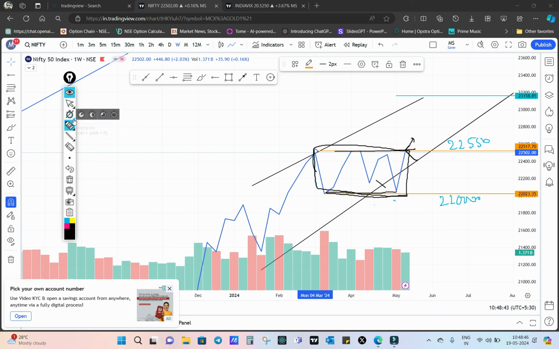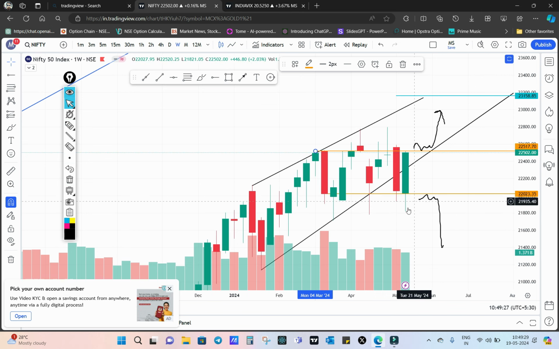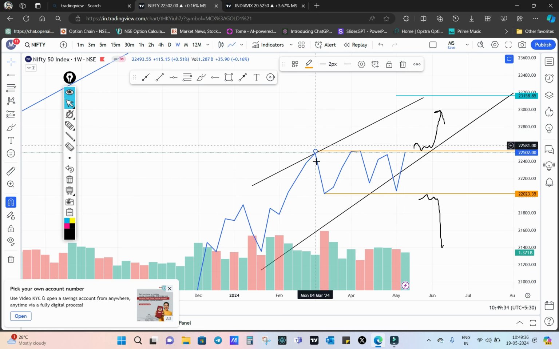So closing basis on weekly is very important, below 22,000 and/or above 22,550, for any further long or short decision. Okay, so keep this in mind on the weekly closing basis. Click to the candle chart. You can see it has made the low, it has made the high, but if you see the closing basis, nothing is happening.